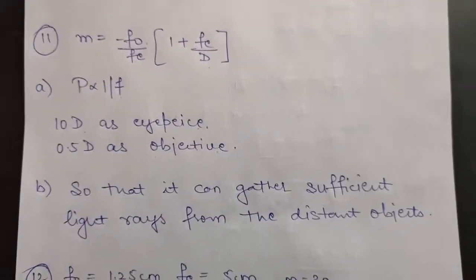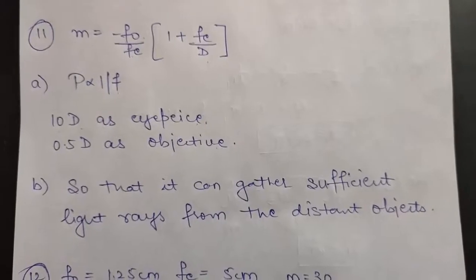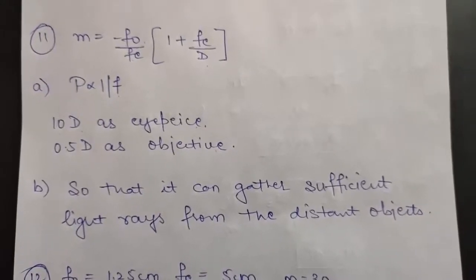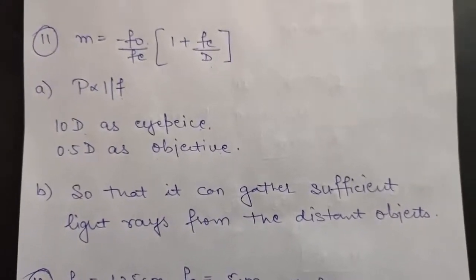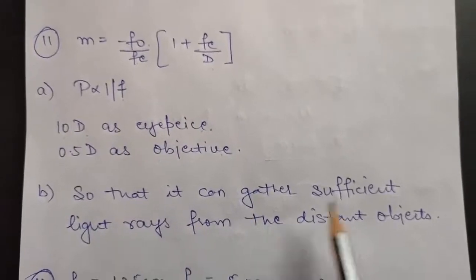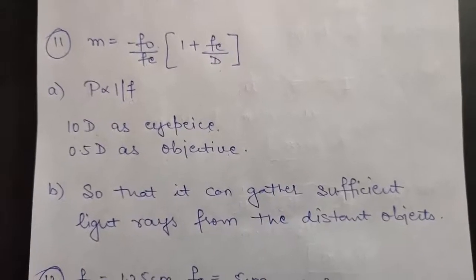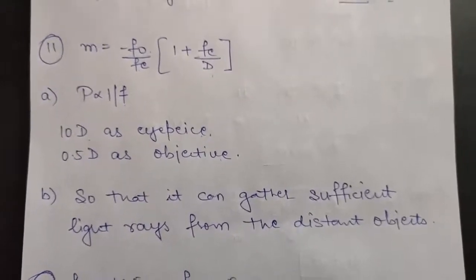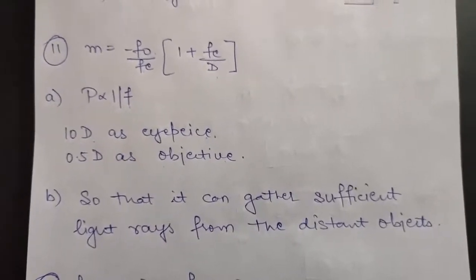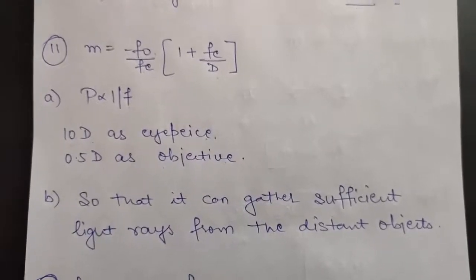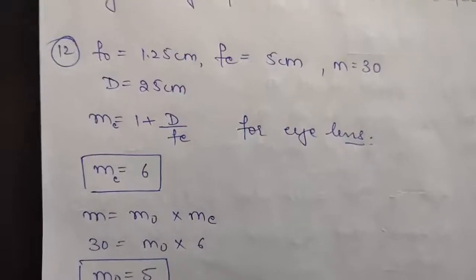Okay, B part says, why is the aperture of the objective lens large? So the aperture of the objective lens is large so that it can gather sufficient light rays from the distant object, because if it is able to gather more incident rays, then it will form a sharp image of the distant object. Next is question number 12.